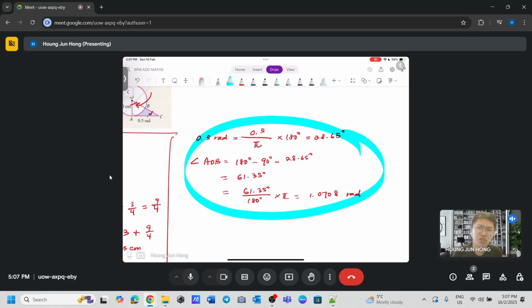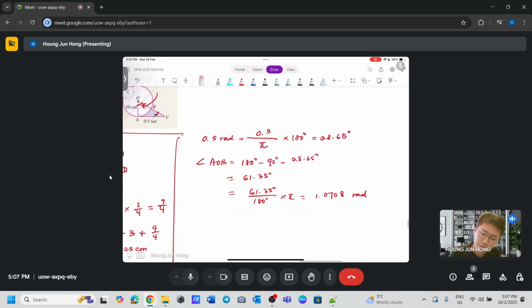Again, you could have done all of this simply in radian. You can say, why not just do it in radian? But just in case you might get confused, it will be better to put it into degree. Degree is something you are more familiar with. To find AB is very simple. You just do a typical r theta, which is 10 cm times 1.0708, which is 10.708.